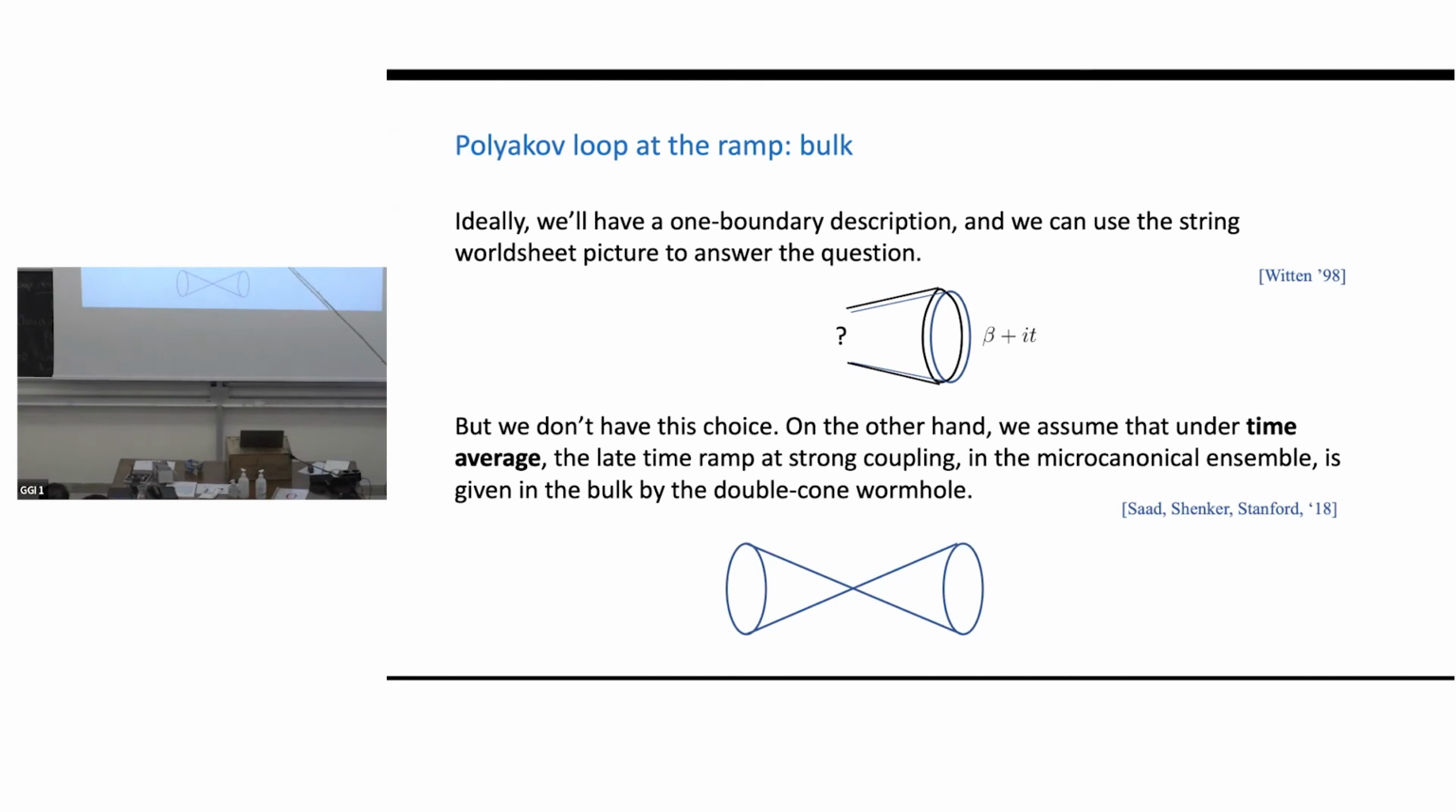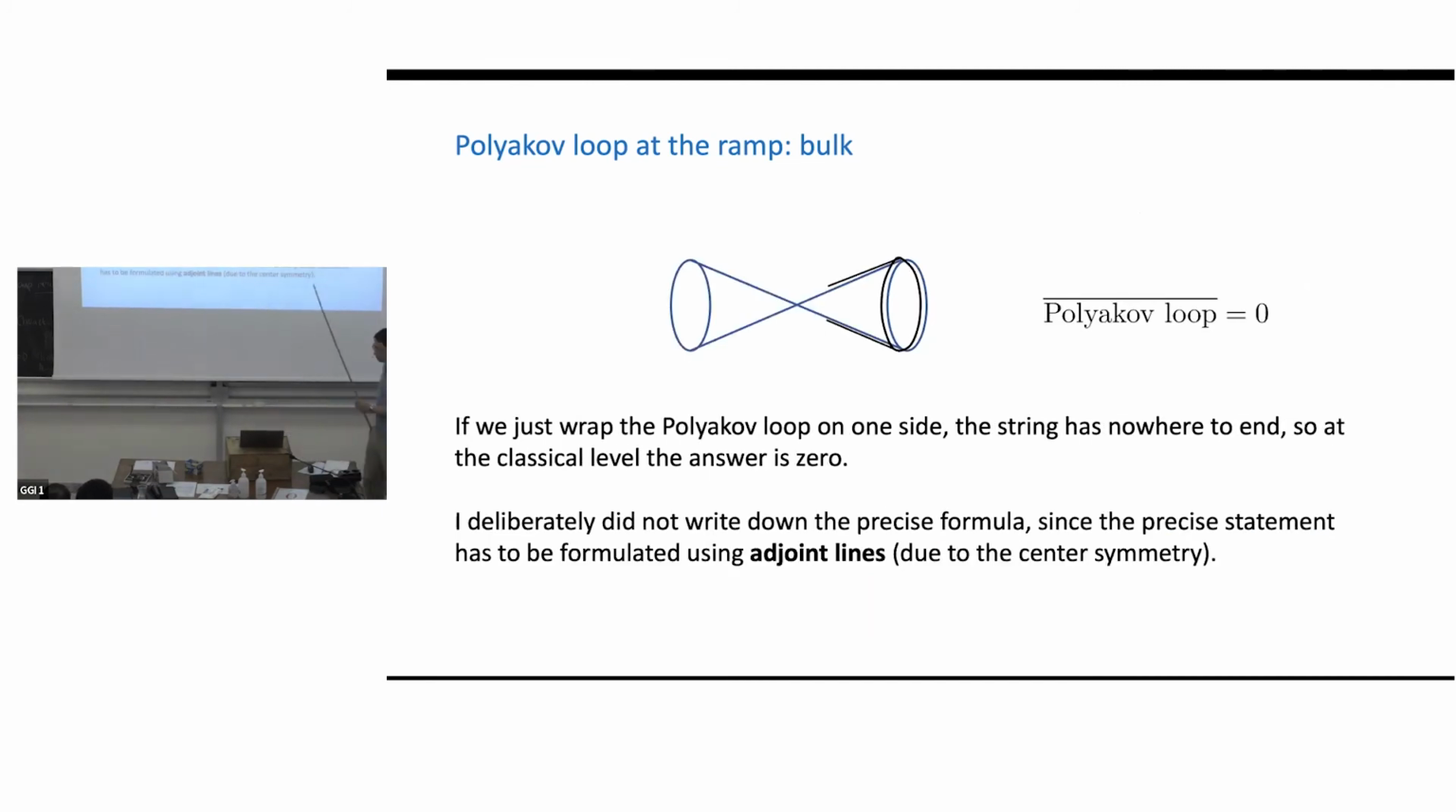On the other hand, as was proposed by Saad, Shenker and Stanford, we can assume that under some suitable time average, the late time ramp at strong coupling in the microcanonical ensemble is given in the bulk by a saddle point, which is the so-called double cone wormhole. So here I'm drawing it as a double cone. Now the idea is that if we just wrap the Polyakov loop on one side, in other words, we wrap a Wilson loop on the right side, the string has nowhere to end in the bulk, because the topology of the bulk geometry is a cylinder, it's a wormhole. So at the classical level, the answer should be 0.